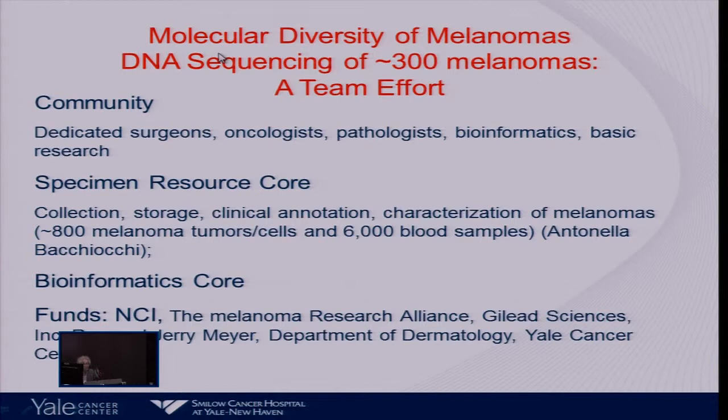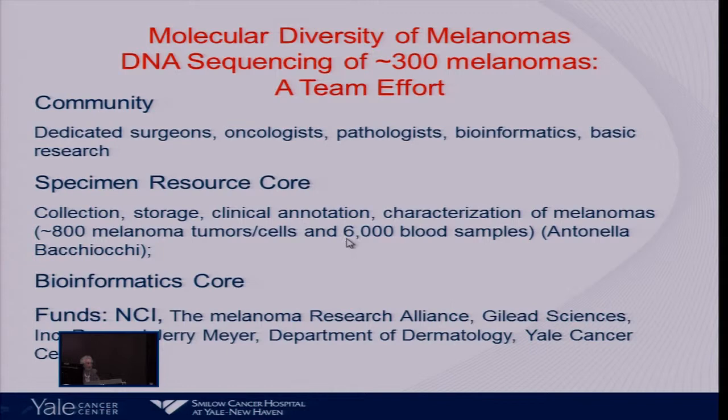So essentially, right now we have about 300 melanomas that have been sequenced. And the main reason we could do it here, not every institute can do it, is because we had the community due to the SPORE. We had the surgeons, the oncologists, the pathologists, the bioinformatics, and the basic research to do all that. We have the specimen resource core, as I indicated. Right now we have 800 melanoma tumor cells in my freezer. And on top of that, we also had normal cells. We had also normal blood cells.